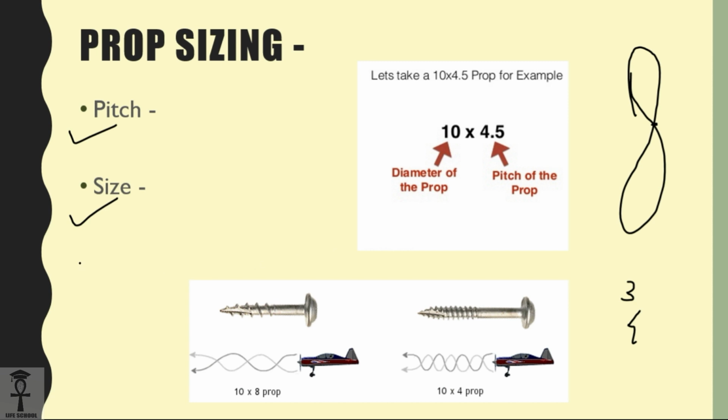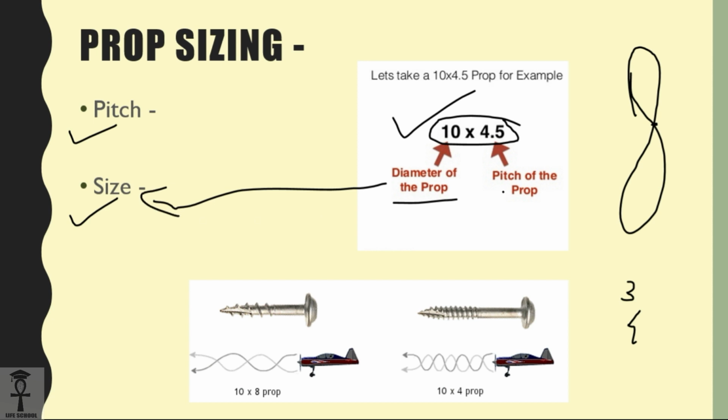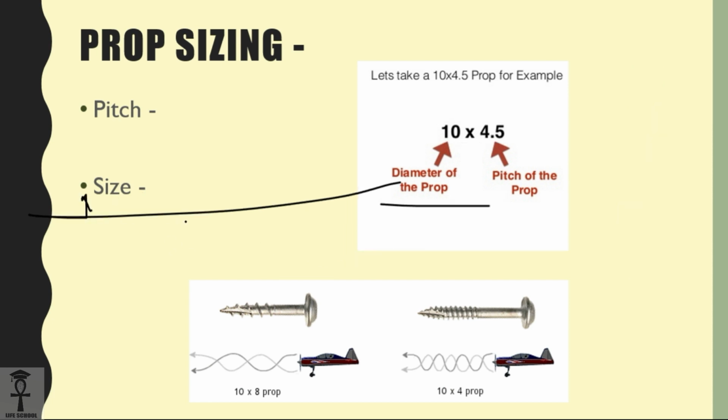So the pitch and the size, and how they are designated. If you look, there must be a carving on the prop which looks like this. The first digit designates the diameter of the prop, which is connected to the size, and the second number is connected to the pitch of the prop. Both of these are mentioned in inches. So the diameter gives it size.